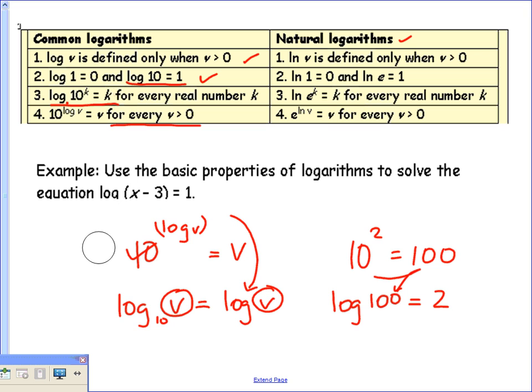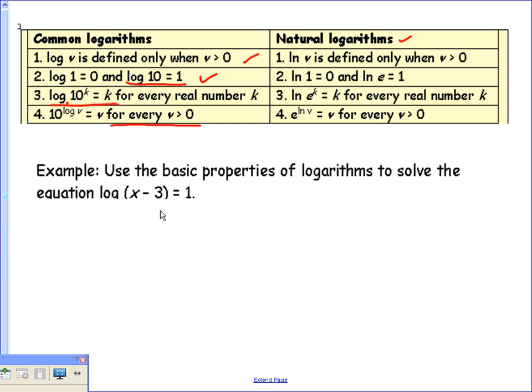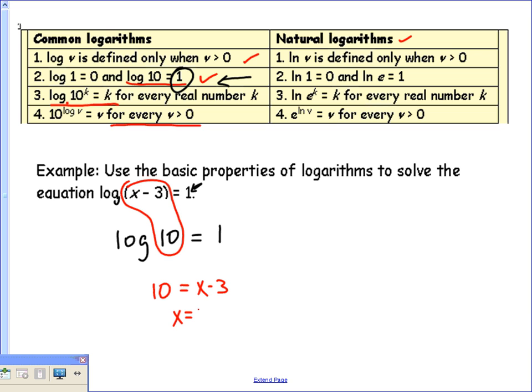All right, let's look at the example that we have. We're going to use these basic properties to solve the equation log of x minus 3 is equal to 1. So we've got a log equal to 1 here. If you go up and look at property number 2, you see that the log of 10 is equal to 1. So if they're both equal to 1, then we know that 10 has got to equal x minus 3, which means that x is equal to 13.